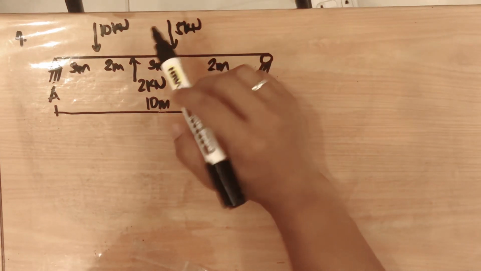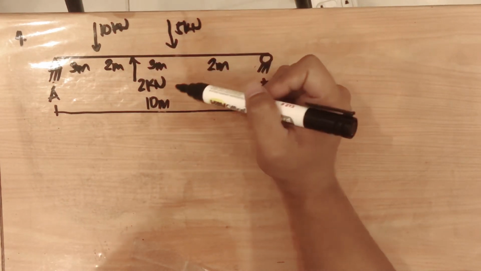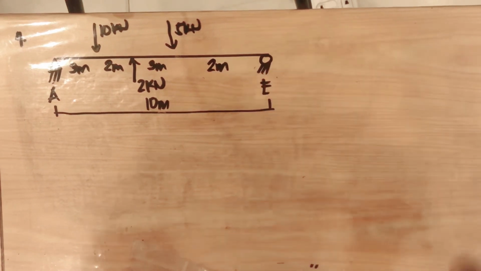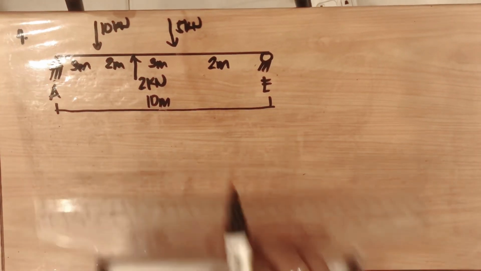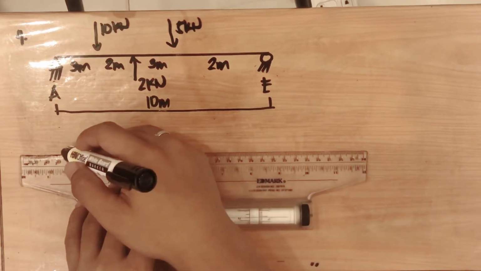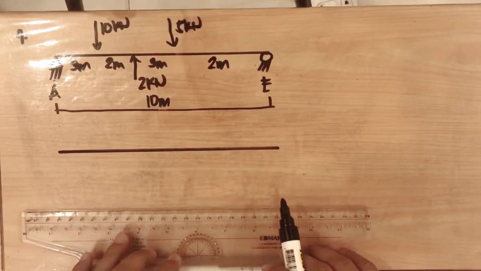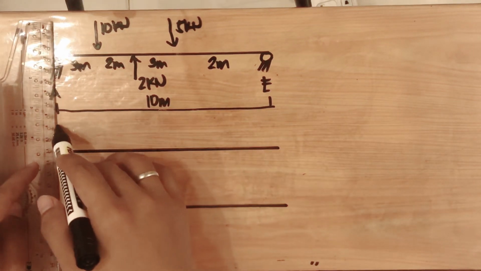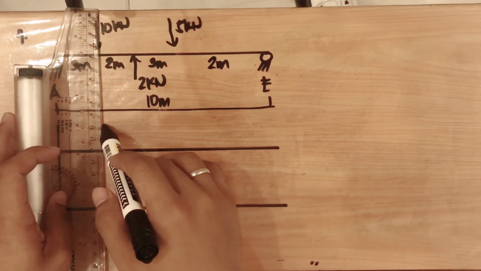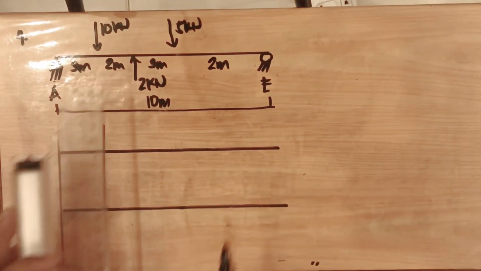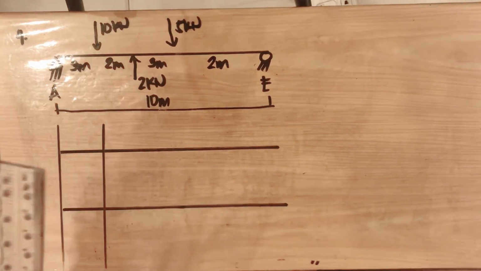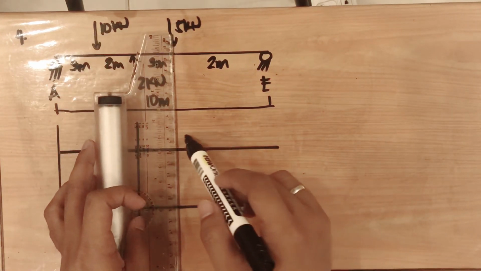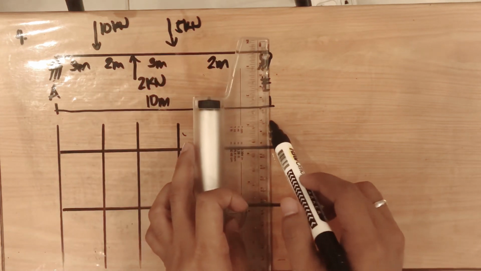So we have a gravity load of 10 kilonewton and 5 kilonewton, and we also have an upward load of 2 kilonewton. So, draw natin yung shear and moment diagram of the beam shown. For the shear diagram, we need a horizontal line and vertical line as our reference. Then next, C, then D, and E.